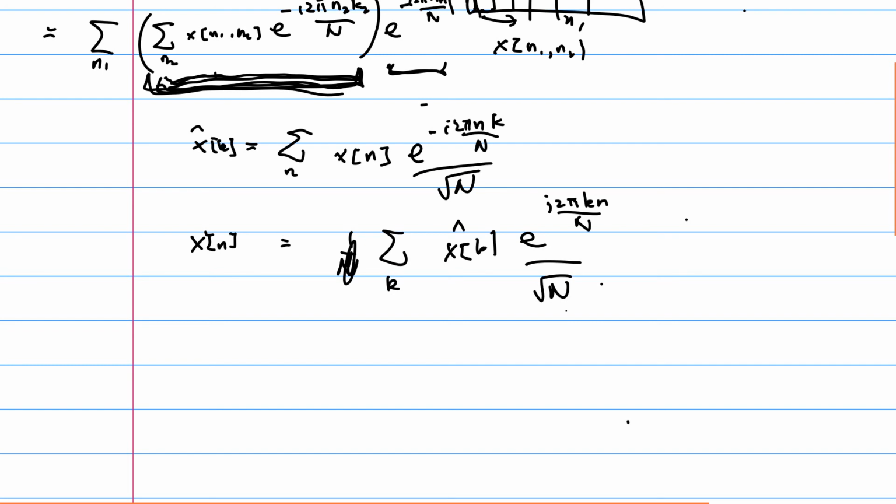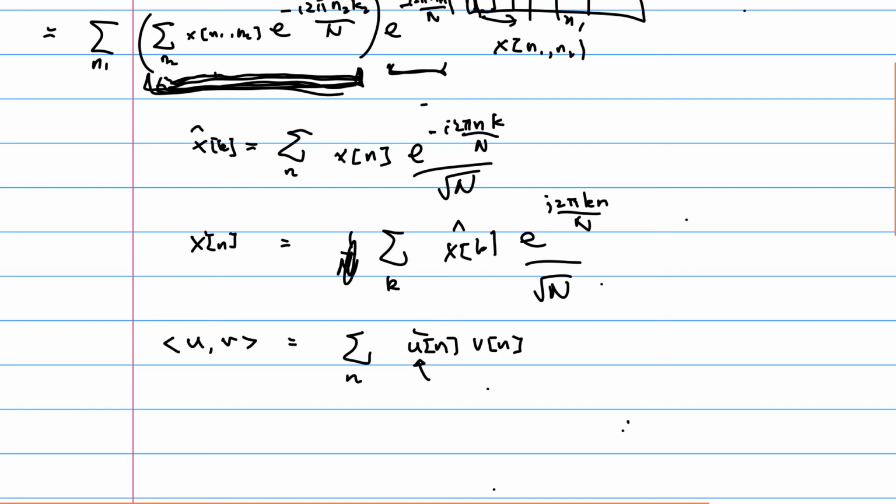So I can define some inner product. Let's say I have two 1D vectors here, u and v. I can define the inner product as the sum over n of u n times v n bar, where the bar here is just the complex conjugate.